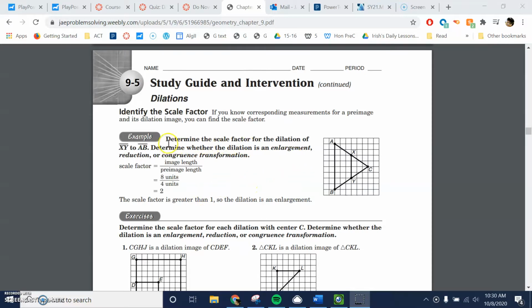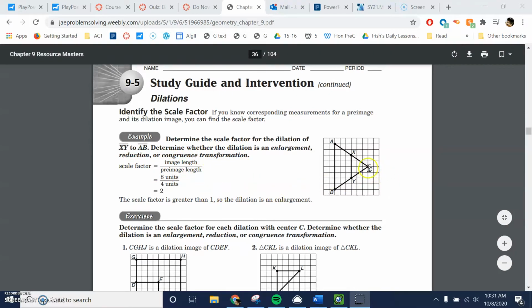So this is the first thing. To determine the scale factor, that's what we have to do. For the dilation of line segment XY to line segment AB, determine whether the dilation is an enlargement, reduction, or congruence transformation. Okay, important. Scale factor equals image length over pre-image length. That's what we're going to do.